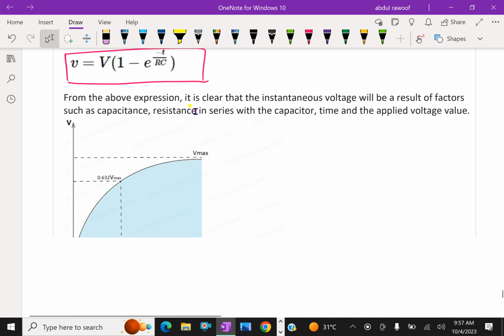From the above expression, it is clear that the instantaneous voltage depends on the capacitance, the resistance in series with the capacitor, the time, and the applied voltage value. Here, look at V max. Here this is V max, and 0.632 times V max is here.